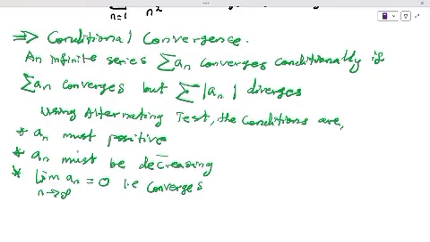If it diverges, then it's a conditionally convergent series. If both of them converge, that means it is absolute convergence. Are you getting what I'm saying?